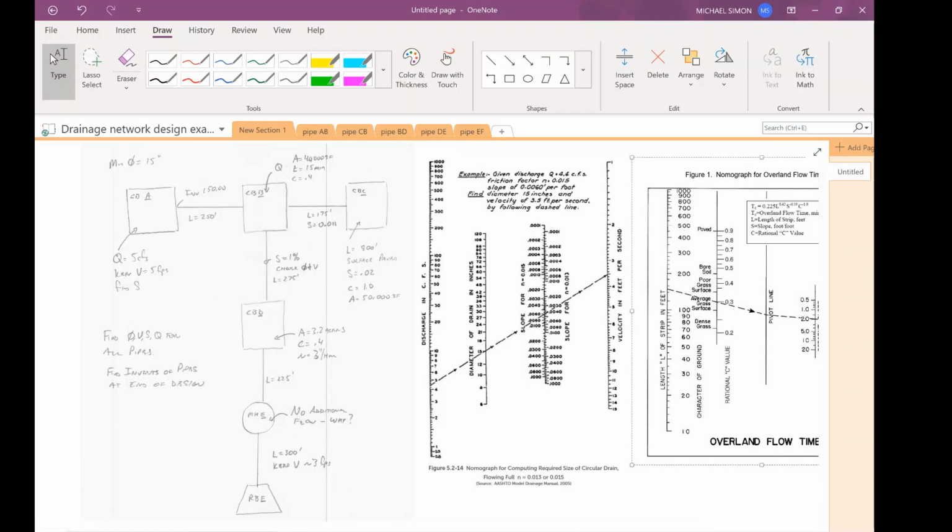Good morning, class. Today we're going to take a look at an entire drainage network design example. Let me give you the overview of what we have. Before you get started, make sure you get a copy of a time of concentration nomograph, one for the pipe flow, one for the overland flow. Get those printed out or in a place where you can draw lines on those. So those are going to be needed for that.